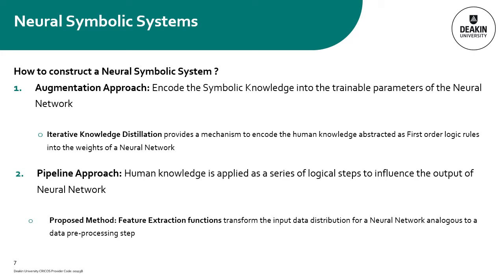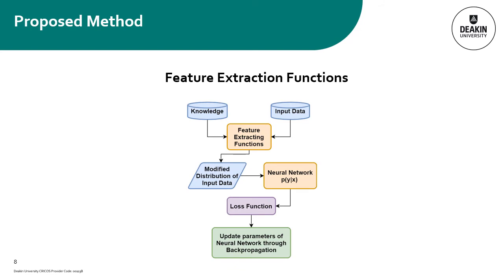Our proposed method is a pipeline-based approach, which we call feature extracting functions. They transform the input data distribution of a neural network, analogous to a data preprocessing step. This slide shows an overview of our proposed method. We have two sets of inputs. One is the input training data, second one is the knowledge. The knowledge and the input data are transferred to a set of programming functions called feature extracting functions. These functions output a modified distribution of the data, which is then given as input to a neural network for training.